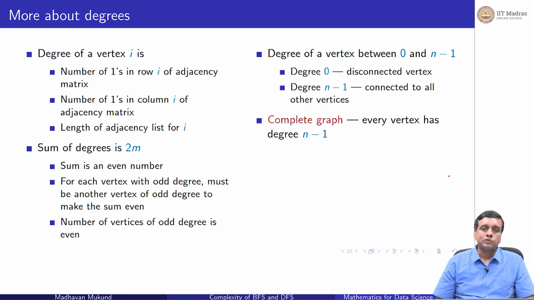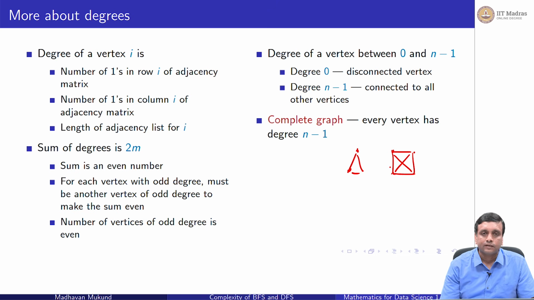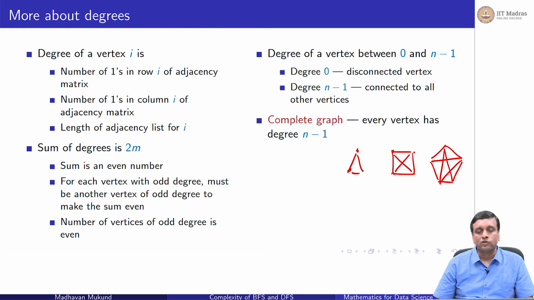So the special case where every vertex is connected to every other vertex is what is called a complete graph. For instance, on a 3 vertex graph, a complete graph is just a triangle. If it is a 4 vertex graph, then I must connect everything to everything. So I have a square and then I also have the diagonals, right? Similarly, if I have a 5 vertex graph, then I will have a pentagon with all these diagonals. So this is what is called a complete graph.